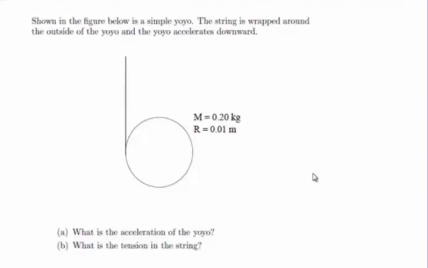Shown in the figure below is a simple yo-yo. The string is wrapped around the outside of the yo-yo, and the yo-yo accelerates downward. A, what is the acceleration of the yo-yo, and B, what is the tension in the string?